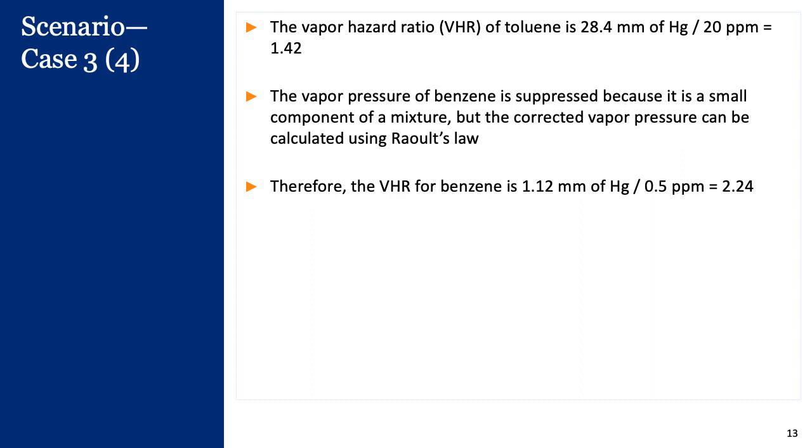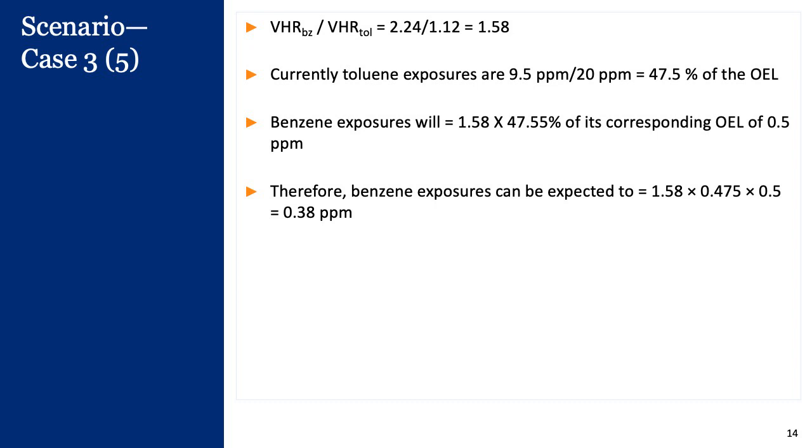As you can see from the bullet on the very top, the vapor hazard ratio for toluene is less than the vapor hazard ratio for benzene, 1.42 versus 2.24. And the ratio of the vapor hazard ratios for benzene to toluene is 1.58. The toluene exposures are at 9.5 parts per million, the 95th percentile, and so it is roughly 47.5% of the occupational exposure limit.